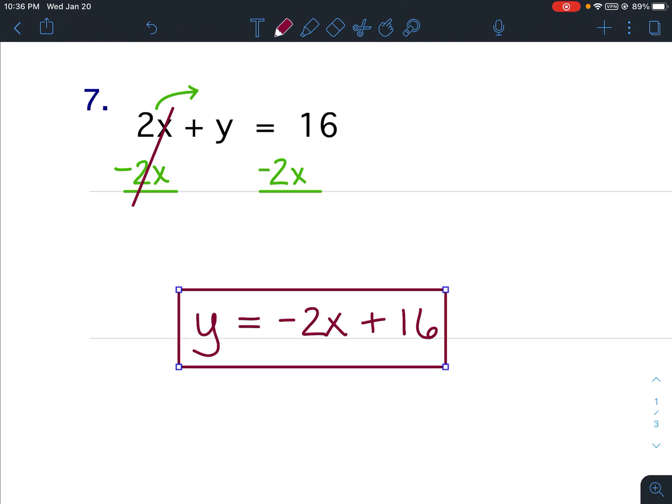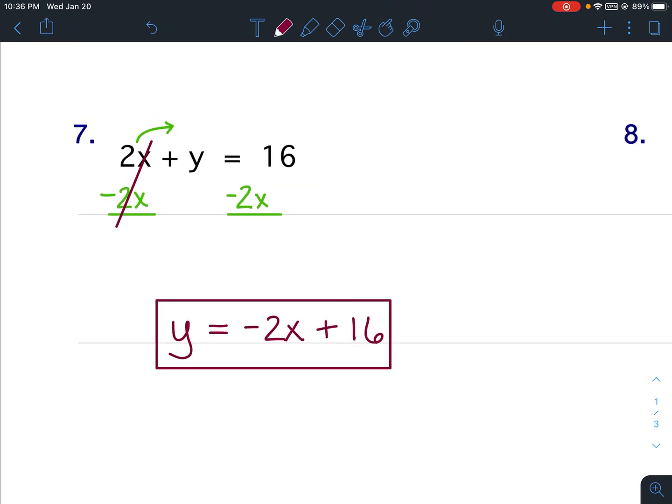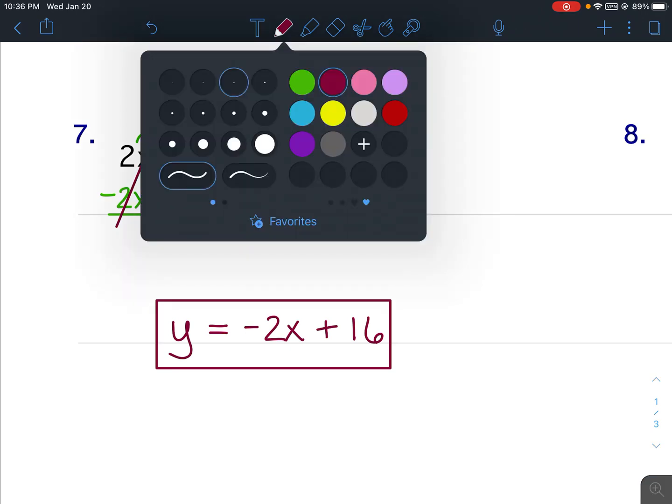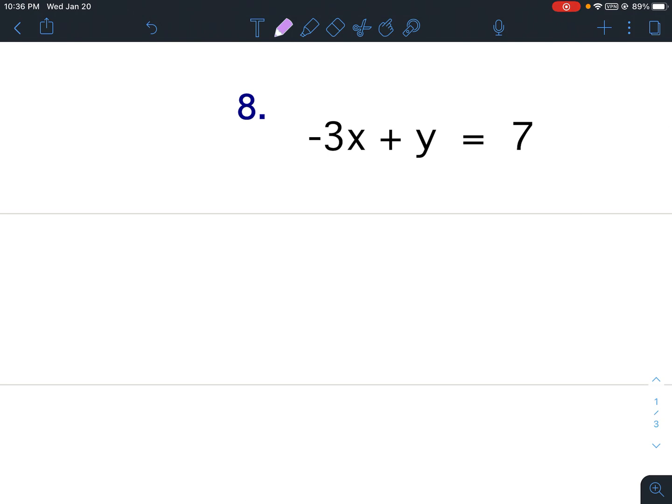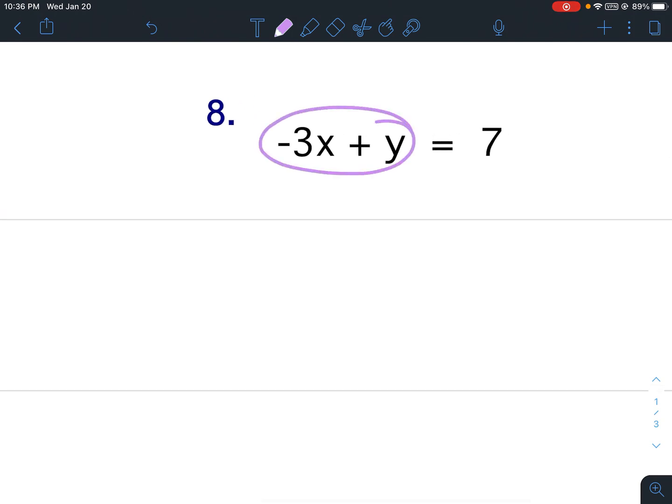And that is it for question number 7. Pause your video, get it all written down. Number 8. Number 8 is just like number 7. Yes, x and y are on the same side, but the coefficient of y is a positive 1. Therefore, the only thing I need to do is take this x term to the right side of the equation.